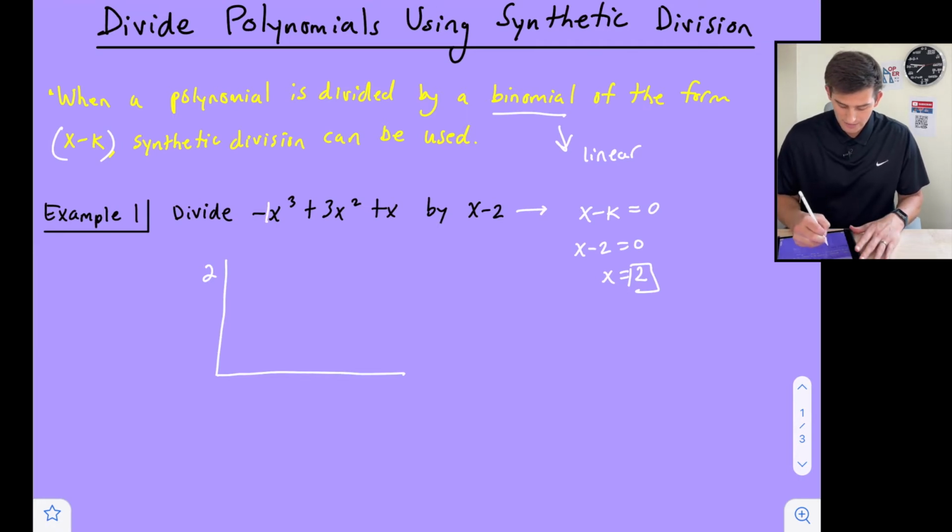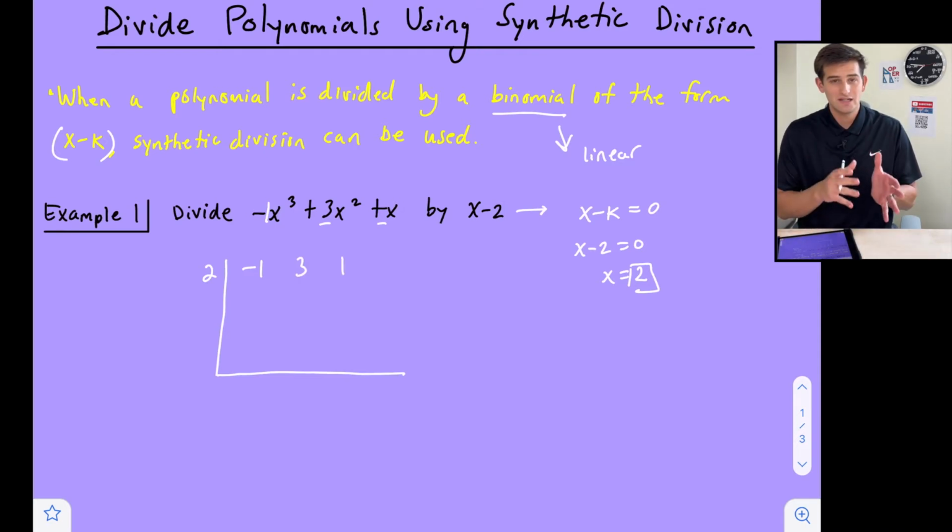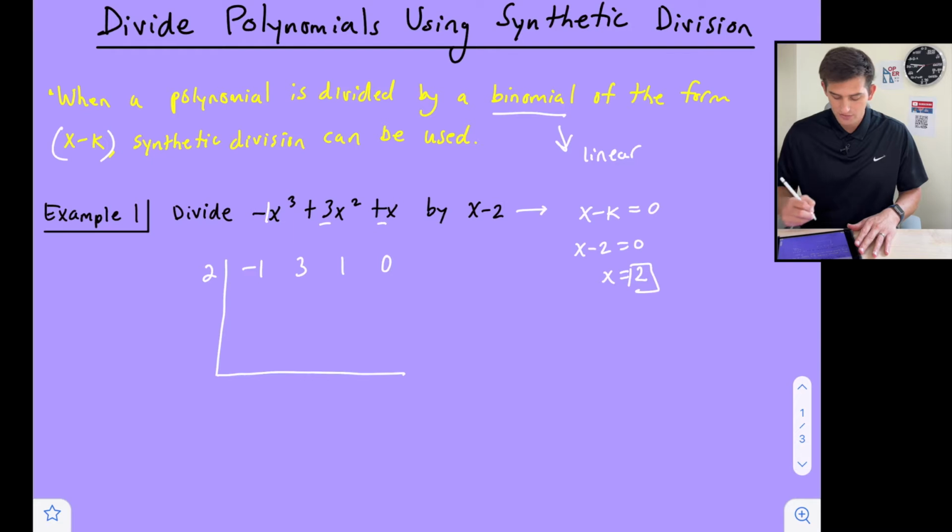So here we have a -1, then we have a 3, then we have a 1, and we don't have a constant here. So anytime we don't have a term, so if I didn't have a 3x squared, anytime we don't have a term, we need to put a 0. So since I don't have a constant term, I'm going to end that with a 0 there. And so now we're ready.